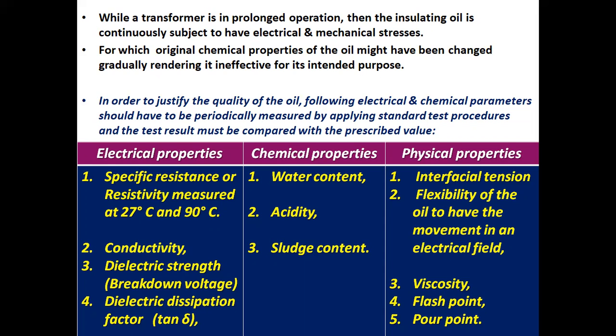Chemical properties: number one, water content; number two, acidity; number three, sludge content. Physical properties: number one, interfacial tension, the flexibility of the oil to have movement in an electrical field. Number three, viscosity; number four, flash point; number five, pour point.